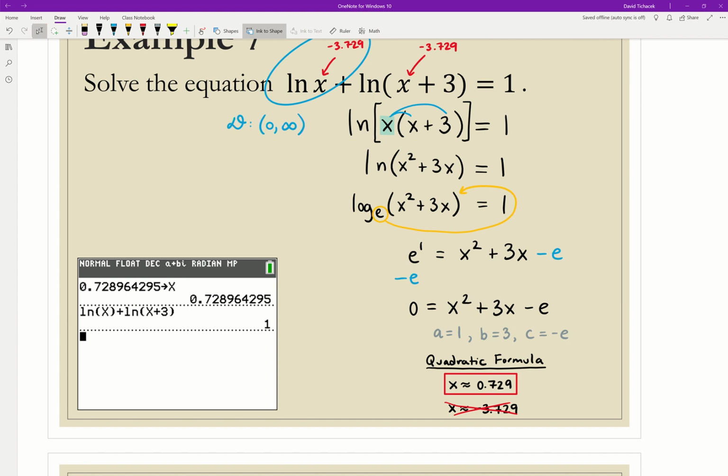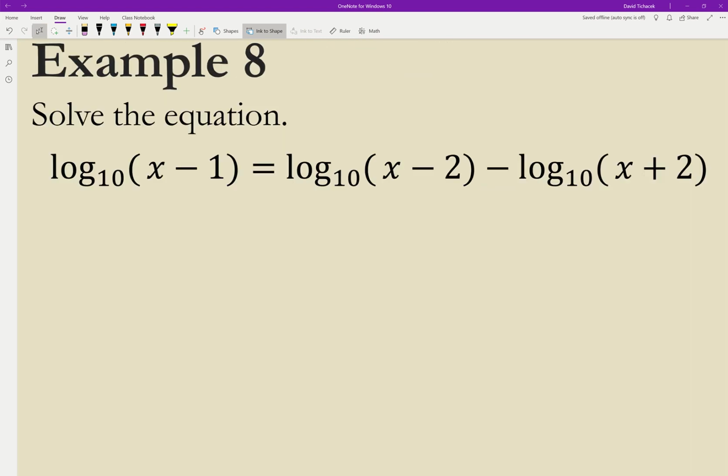Okay. So as the last example in this video, let's take a look at example number 8, and then we'll be all finished up. Again, what we want to notice here is that we are doing a log base 10, and we have multiple log base 10s throughout our equation. If you look at the right-hand side, what you'll notice is that I'm doing the difference of the logs. I've got the log base 10 minus the log base 10.